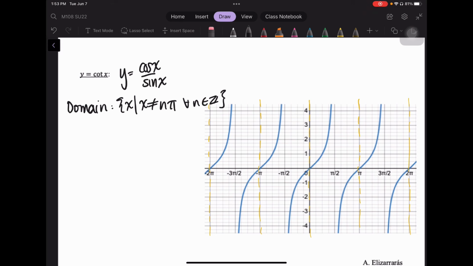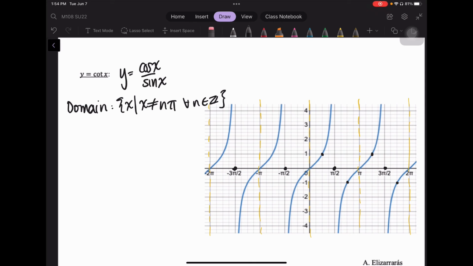Graphing the common points that we had for cotangent in our chart above. Cotangent was undefined at 0 and at pi where we have our asymptotes, but cotangent is 0 at pi over 2 and at 3 pi over 2. Cotangent is 1 at pi over 4 and 5 pi over 4. Cotangent is negative 1 at 3 pi over 4 and 7 pi over 4.